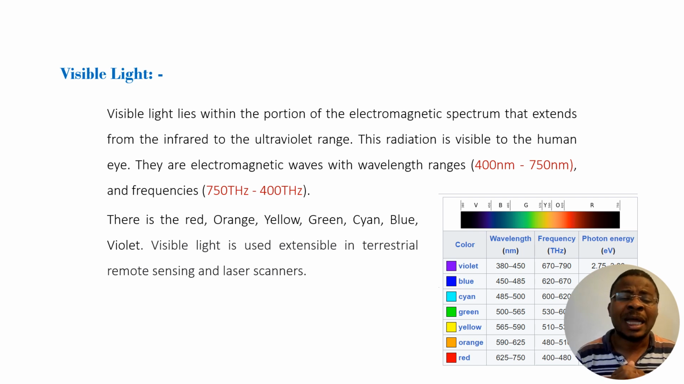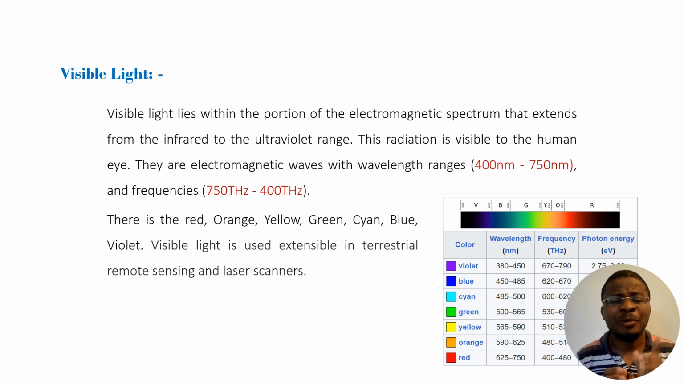Now we have the visible light. The visible light lies within the portion of the electromagnetic spectrum that extends from the infrared to the ultraviolet range. This particular radiation is visible to the human eye. They are electromagnetic waves with wavelength ranges from 400 micrometer to 750 micrometer and frequencies from 750 terahertz to 400 terahertz. There is the red, orange, yellow, green, cyan, blue, and violet. You can see that in the diagram.